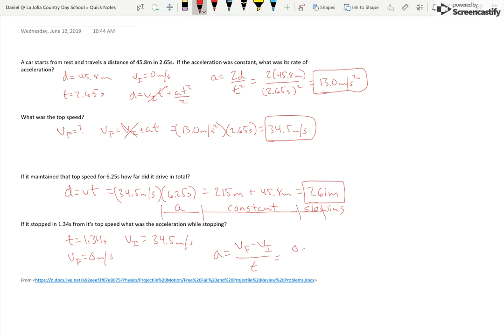So 0 minus 34.5 meters per second all divided by the 1.34 seconds, and we get a rate of acceleration of negative 25.7 meters per second squared. Obviously, this is extremely high, given that it's about 2.5 times the rate of acceleration due to gravity, but based on the information in the problem, this is what you should be looking for.